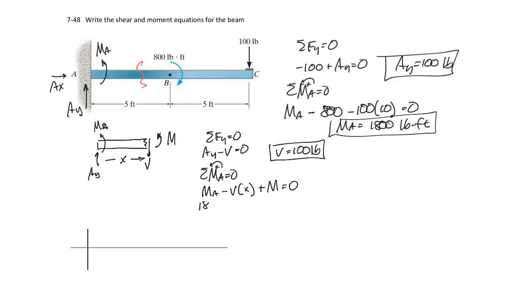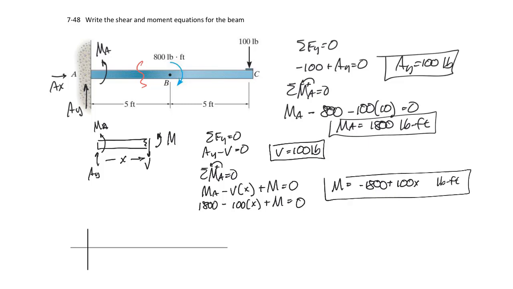So let's put our numbers in here. I have positive 1,800 moment about A. Shear is 100 times x plus the moment as a function. So I got moment is equal to negative 1,800 plus 100x pound-feet. Okay, that's the shear and moment between A and B. So I should put here A to B.